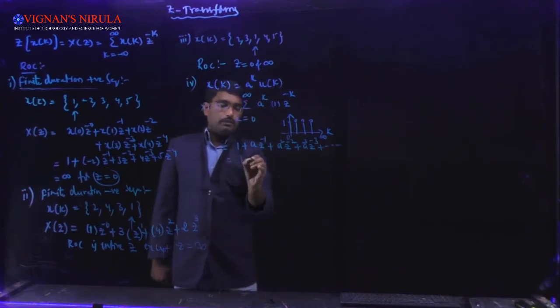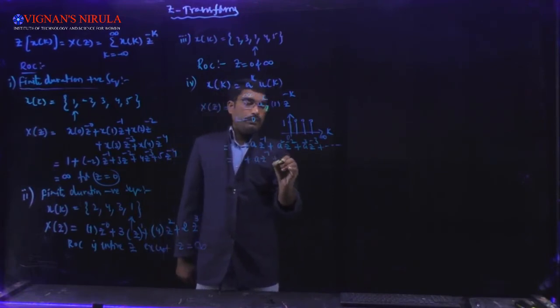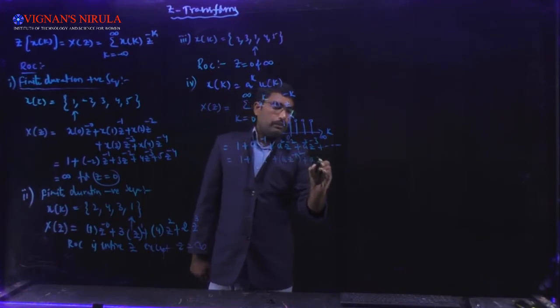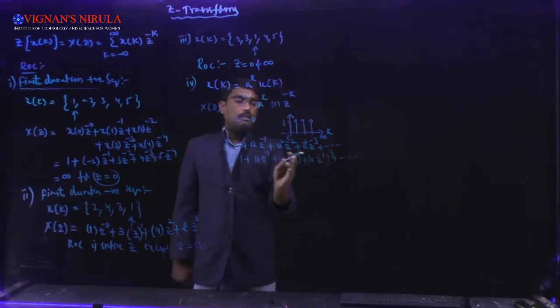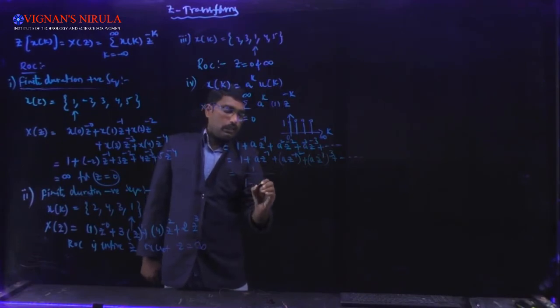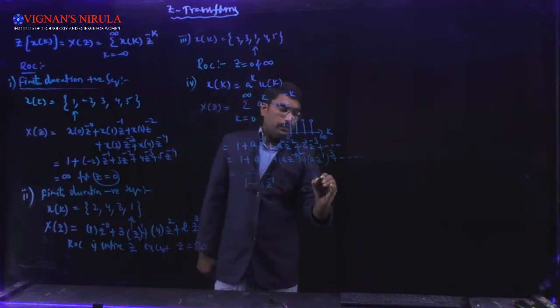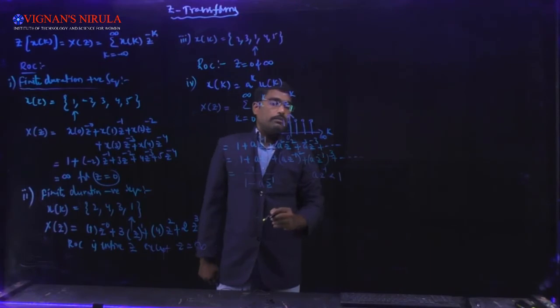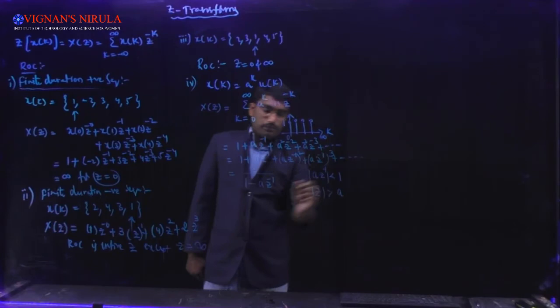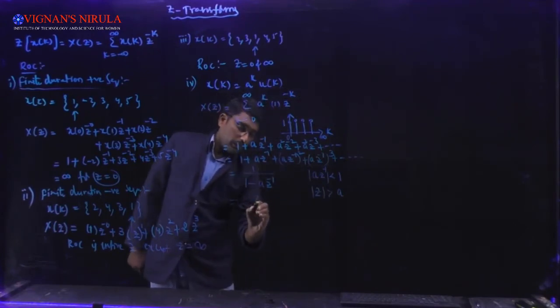That means here a z inverse, whole square, and a z inverse whole cube, plus so on. It looks like 1 plus r plus r square plus r cube plus so on. So you can write it as 1 by 1 minus r, where r means a z inverse, for mod of a z inverse less than 1. That means mod z greater than a. If you simplify this, you will get z by z minus a.